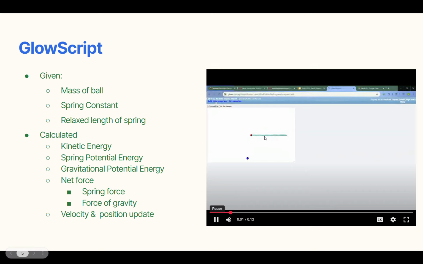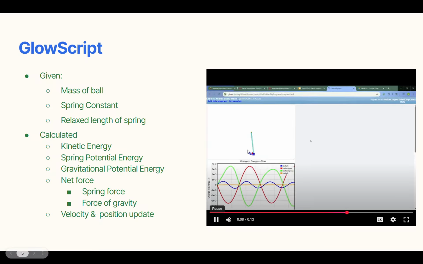And this is what it looks like modeled in GlowScript. As you can see, it's the same oscillating motion that we saw on the Tracker.